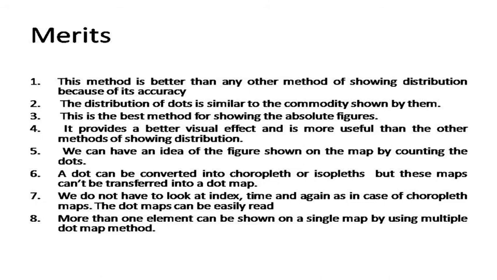A dot map can be converted into choropleth or isopleth maps, but these maps cannot be transferred into a dot map. We do not have to look at the index time and again, as in the case of choropleth maps; the dot maps can be easily read. More than one element can be shown on a single map by using the multiple dot map method.